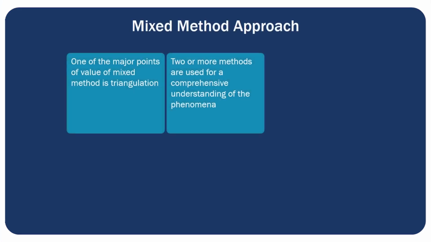That means for mixed method, triangulation is one of the important contributions, because triangulation means I can use different approaches in order to verify, in order to confirm a fact that I have found. That means this will help us to verify the facts, help us to cross-check the information that we get. That means here we are using two or more methods for a comprehensive understanding of the phenomena.